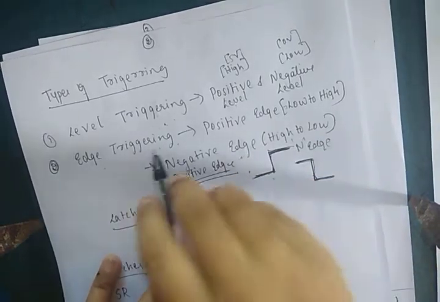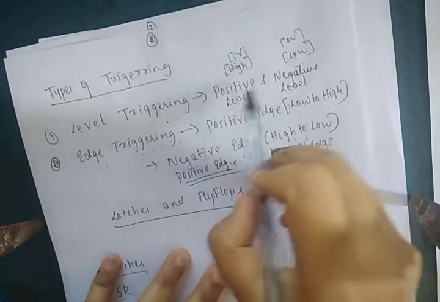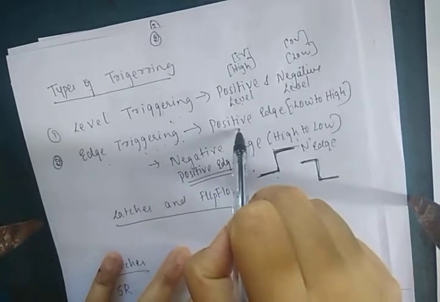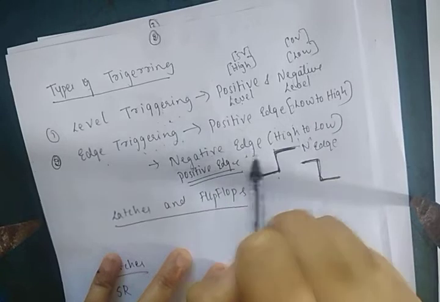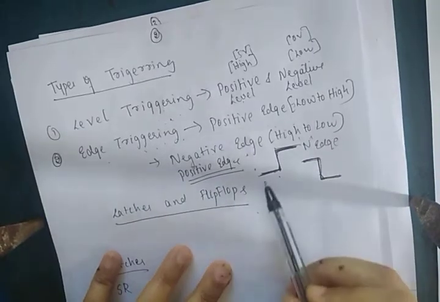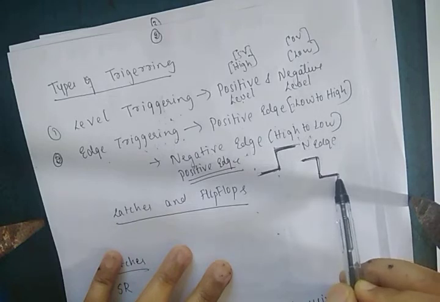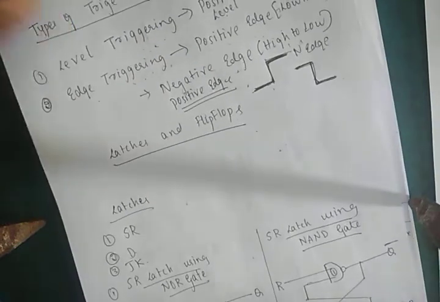So basically, in triggering we have two types: level triggering and edge triggering. In level triggering, positive means high, negative means low. In edge triggering we have positive edge and negative edge. Positive edge means low to high, negative edge means high to low. Next, we'll discuss the main topic, that is latches and flip-flops.